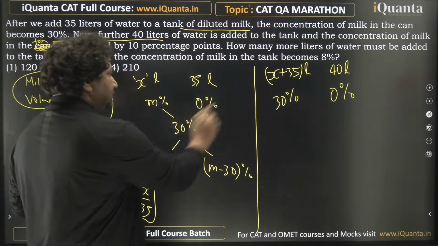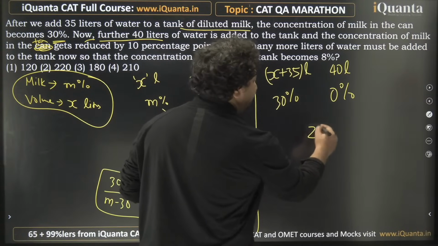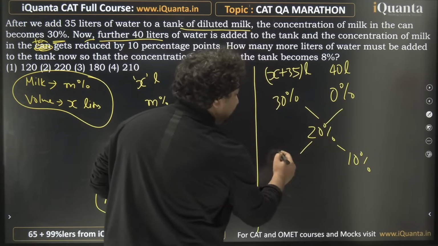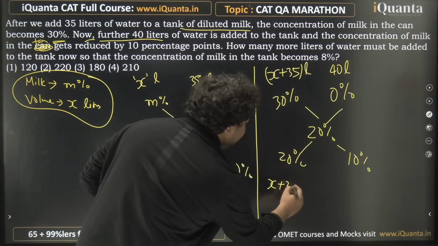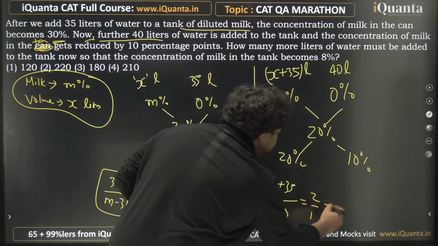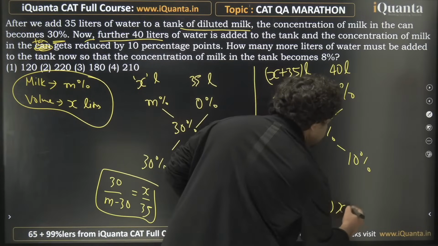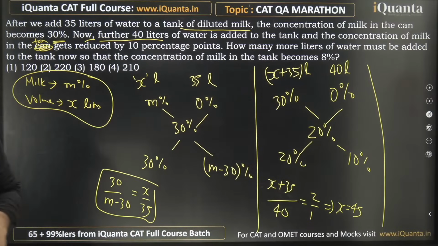And by adding, this has reduced by 10 percentage points, so it becomes 20% now. Now if I solve it, I get 10% here and 20% here. Now the ratio is 2:1. That means x plus 35 upon 40 is 2/1. The moment we do it, we'll get the value of x. That comes out to be 45. Is that cool? Till here?